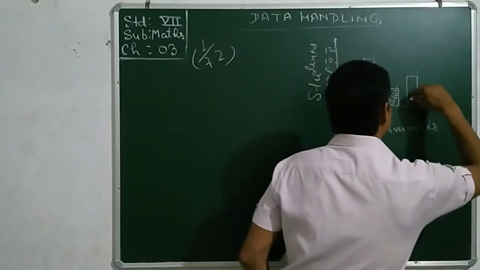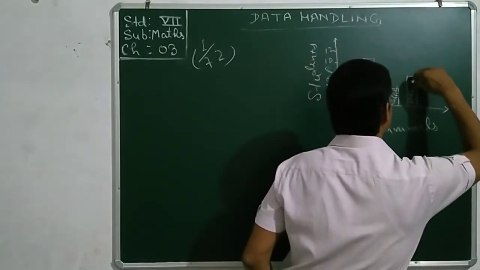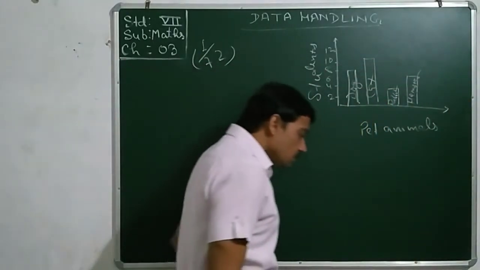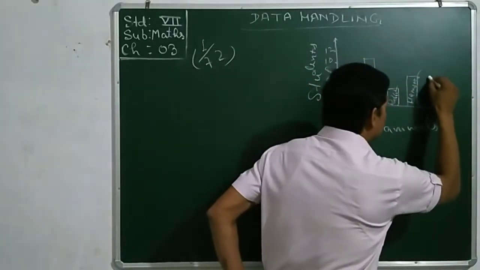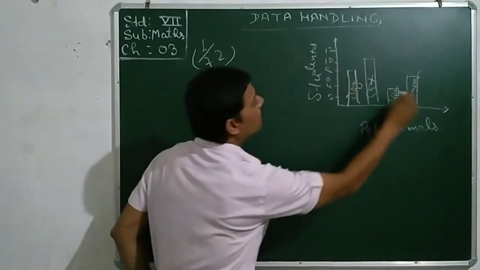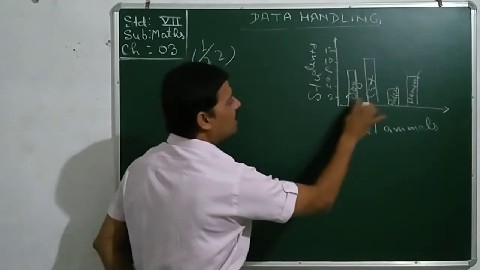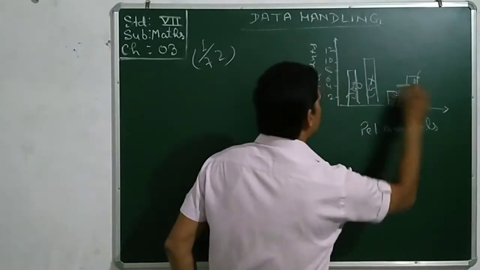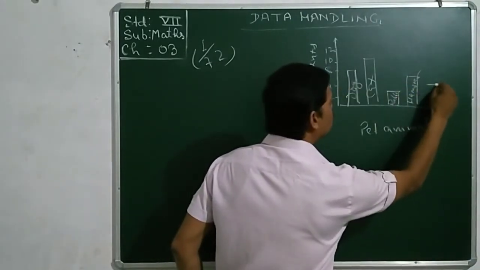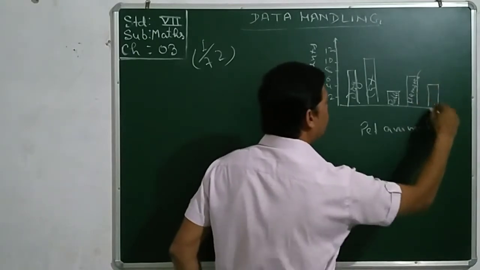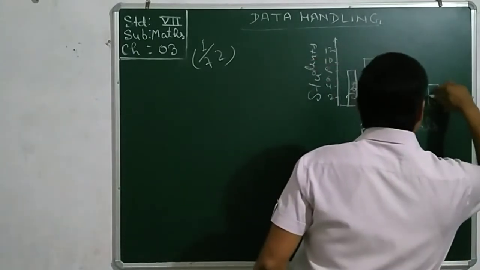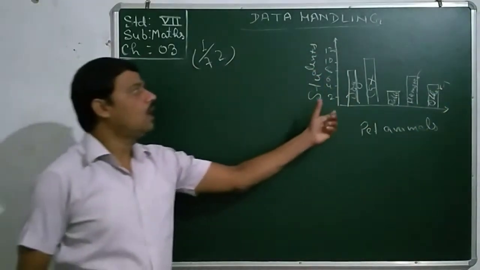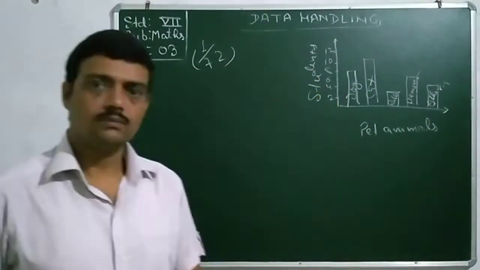So this is hamster, and the last one is given as others, 3. So 3 will come up to this level. As I have drawn 2 a little bit longer, 2 must be shorter here, so that we can see. So 3 up to this point, and 3 students had kept other pet animals. However, the graph is not clarified.